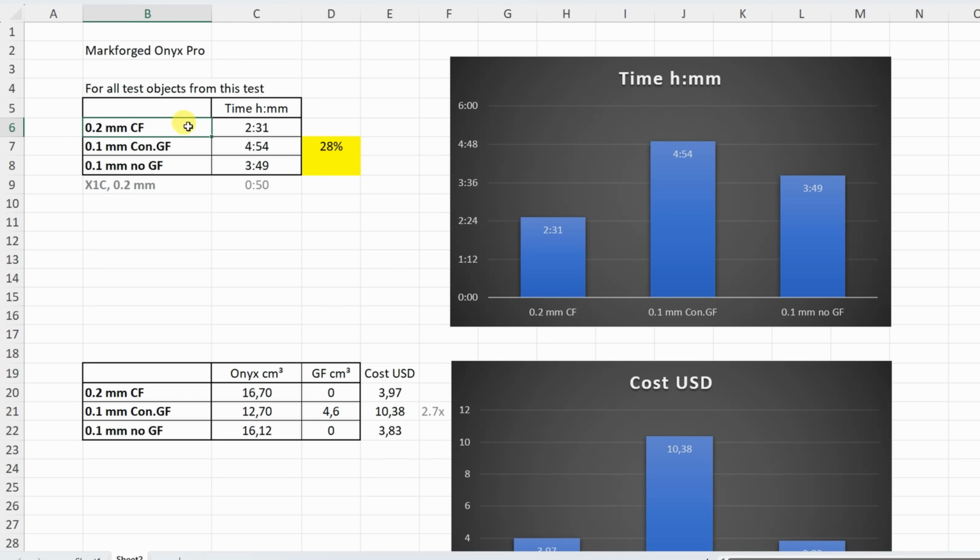And just for reference, with 0.2 mm layer height and the maximum number of walls, these are the settings which I usually use for my test objects, the printing time would be 2.5 hours, but using the same settings on X1 Carbon, the printing time would be 15 minutes.